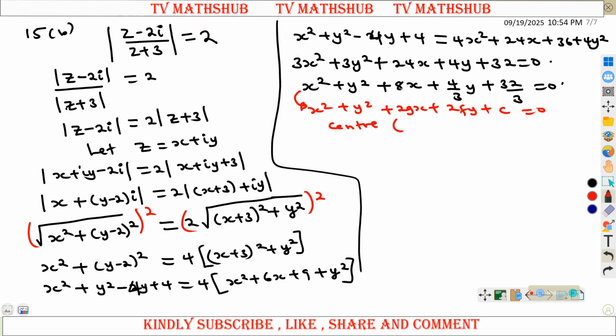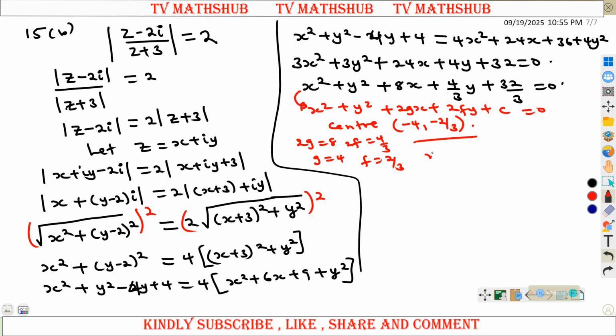So the center will be, divide this by 2. So your 2g will be representing 8, meaning g is 4. Likewise, 2f will be representing 4 by 3, so your f is 2 by 3. So this is an equation of a circle that has got the center -4 and -2 over 3. So that is what we shall have.